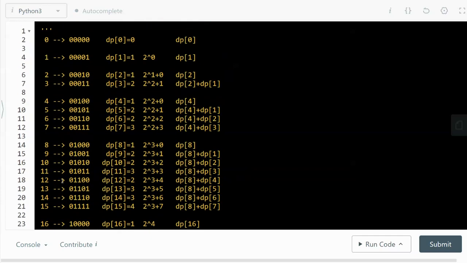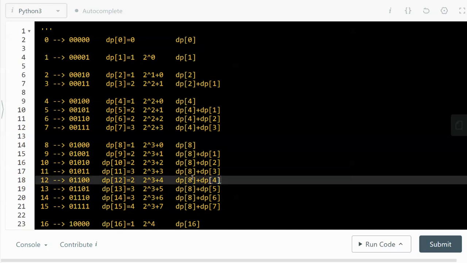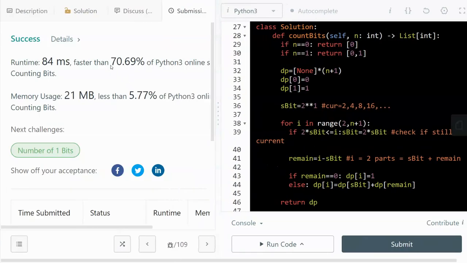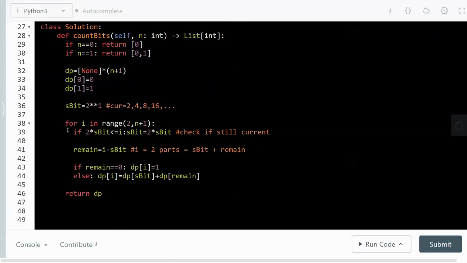For example, 12 equals dp of 8 plus dp of 4. Right, so we build up our dp array. Let's run it. See, it works and it's pretty efficient.